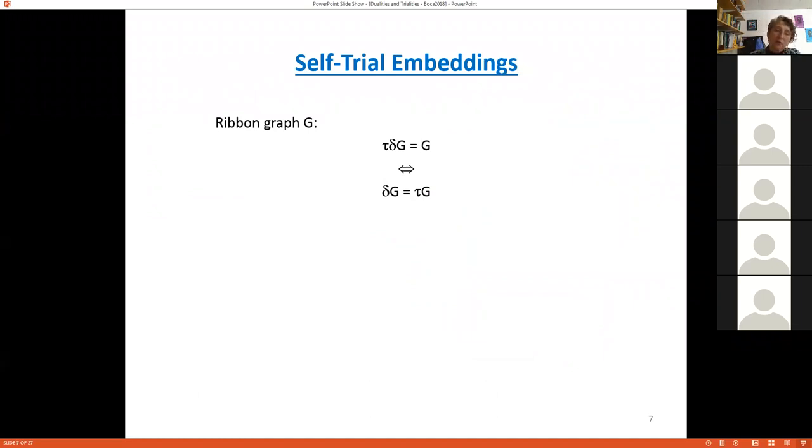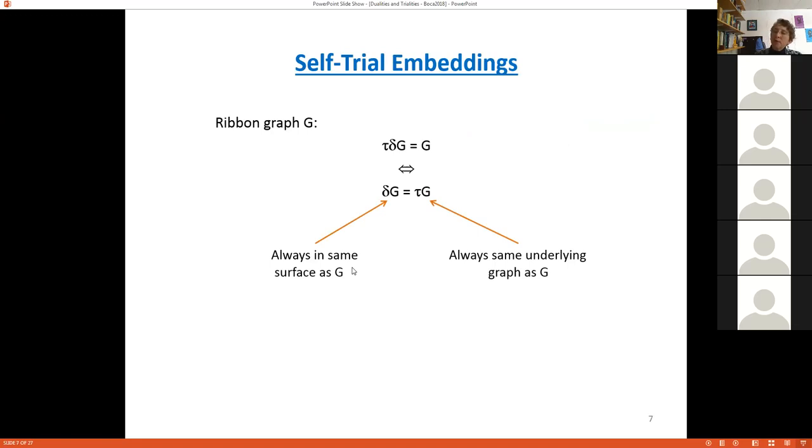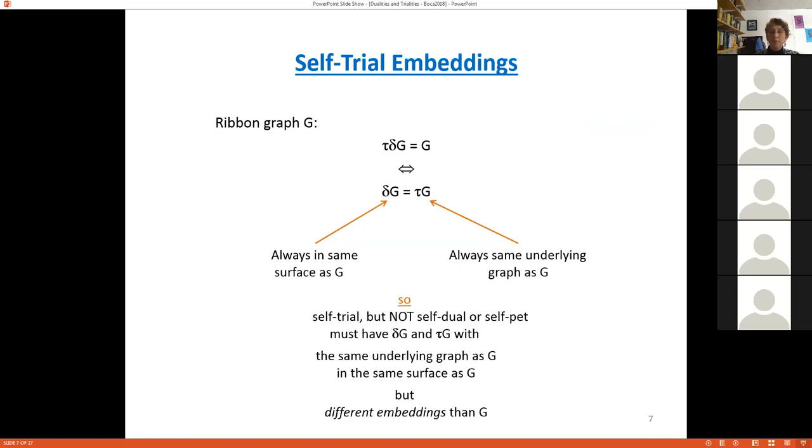So if you're a self-trial graph, that means that if you take your dual and then take the Petrie dual of that, you end up back where you came from. In other words, it means that your geometric dual is equal to your Petrie dual, okay? Now your geometric dual is always in the same surface as the graph. That's generally not true of your Petrie dual. The Petrie dual may not even be orientable, right? The Petrie dual, though, always has the same underlying abstract graph as the original graph. So this is pretty powerful.